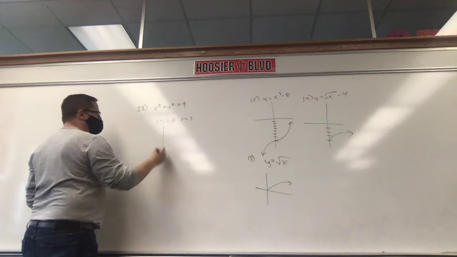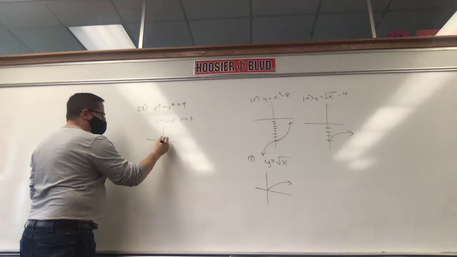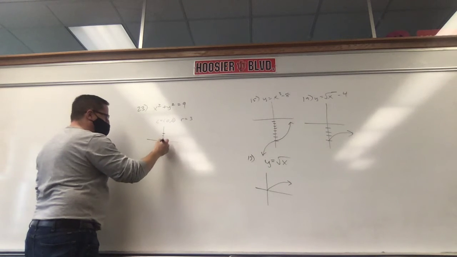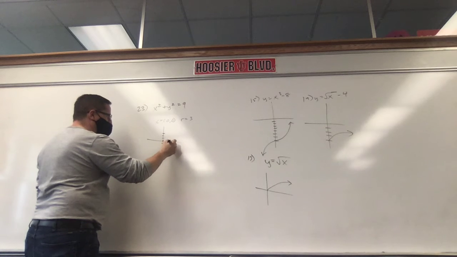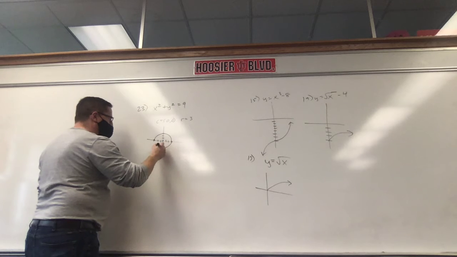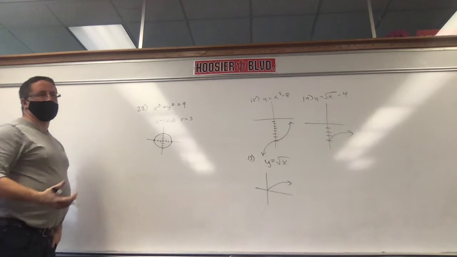So the center is 0, 0. Radius is 3. So here's how you graph a circle. Plot your center, 0, 0. Then plot 4 more points. You know what they are? Up 3, down 3, right 3, left 3. And then as best you can, connect them with some sort of curvature to it.